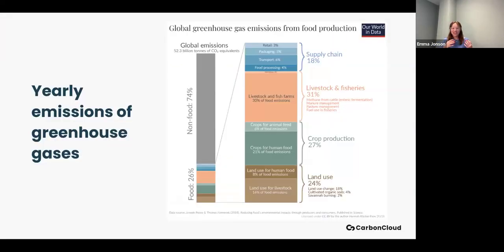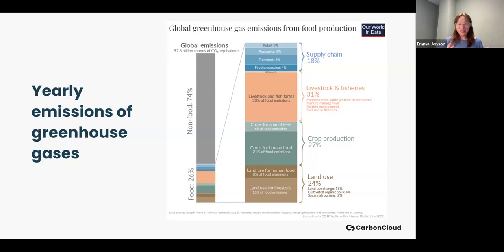The concentration has been increasing, and the reason for that is that the emissions from human activities are increasing. This figure represents the yearly emissions of greenhouse gases. Now we're going to focus mostly on food, that is the topic of the seminar. We can see that food is quite a big part of the total emissions. Of course, it is the combustion of fossil fuels that bears the largest responsibility for global warming, but food also plays a big role in this process.